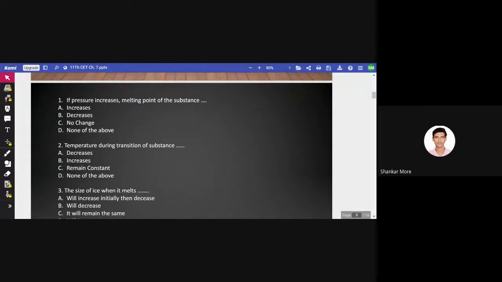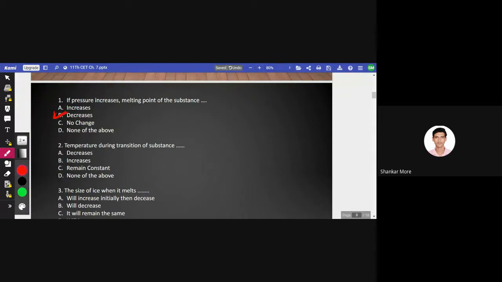It decreases. So can you put any example in the chat box that proves this? Yeah, that's a great example: regelation of ice, isn't it? So the correct option is option B. Let me just tick mark it. Option B is the correct one. I guess this is quite visible to you, or shall I increase my pointer?